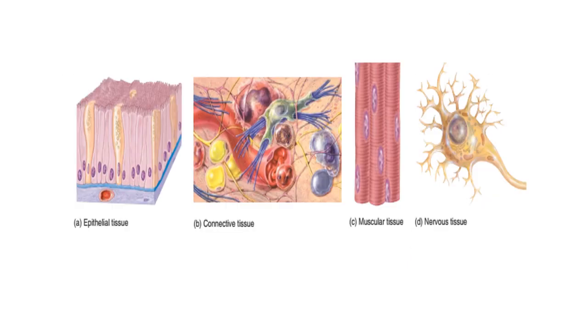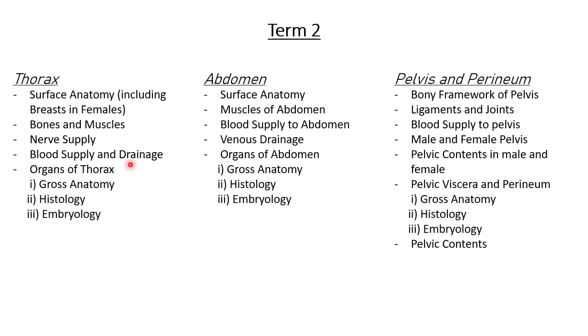We'll proceed. So these are the four basic tissue types in the body that you're going to look at in histology, like general histology in short. So in term two, this is what you might cover: thorax, abdomen, pelvis and perineum.